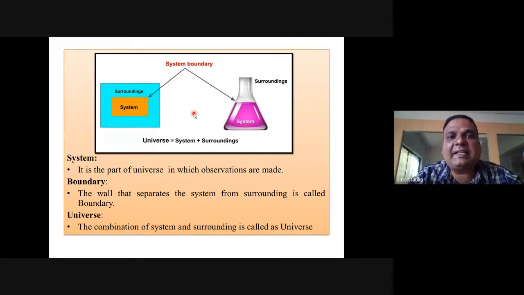See, boundary can be fixed or moving. I repeat, boundary can be fixed or moving. It can be real or imaginary. Okay, anyway, what is a system? Just repeat the definitions of system, surrounding, and boundary.